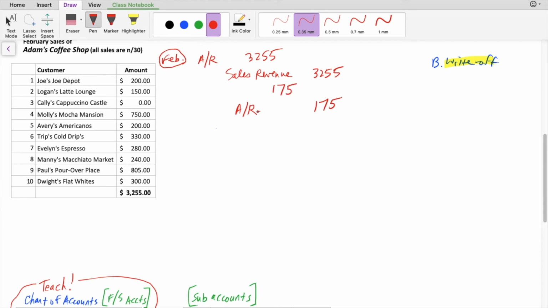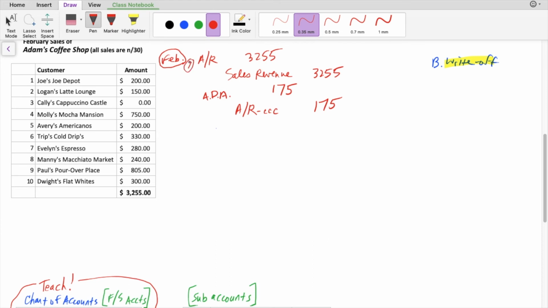Now, in reality, what would I do? I would credit Callie's Cappuccino Castle's account receivable, the specific one that I have for that customer. Now, what do I debit here? Well, I'm going to debit my allowance for doubtful accounts. Again, this account is the one I set up in order to account for those customers who I had yet to identify that would not pay me. Once I've identified them, then I can get rid of the allowance that I set up for them. So that is what we call a write-off.